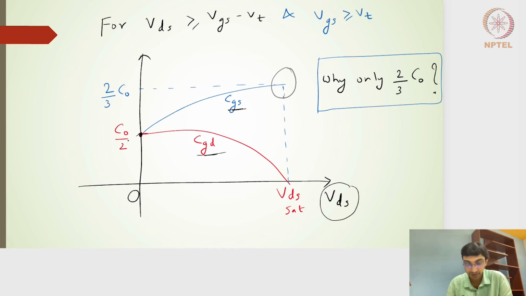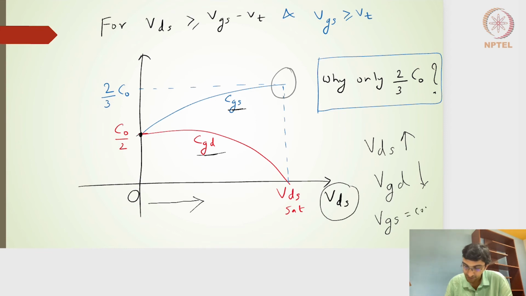As the VDS increases, remember that the VGD is going to decrease, while VGS is going to be constant.